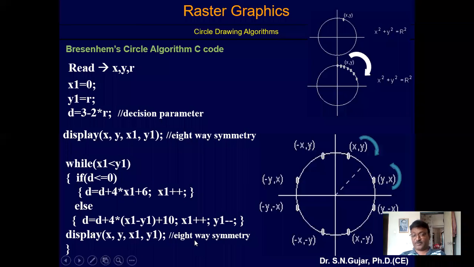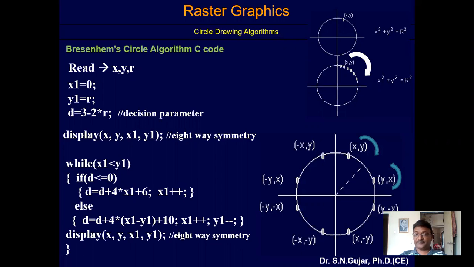So this display function is nothing but the A2A symmetry function. I have used here display as a name. You may use show as a function name, that name you may change. Then close this while loop. So only these 5 or 4 lines are for your complete Bresenham circle algorithm.